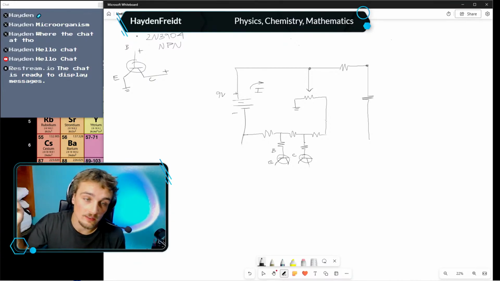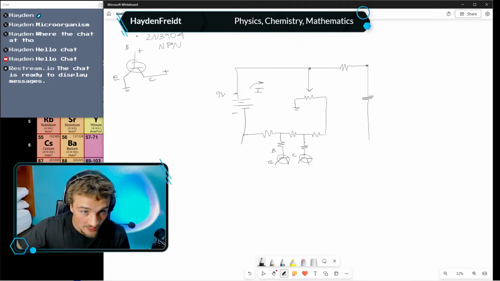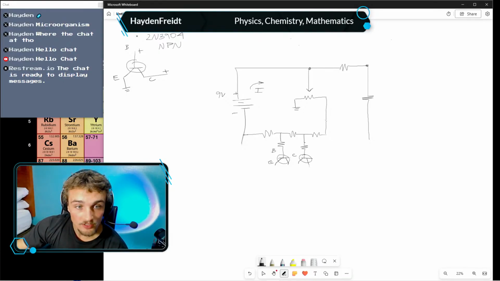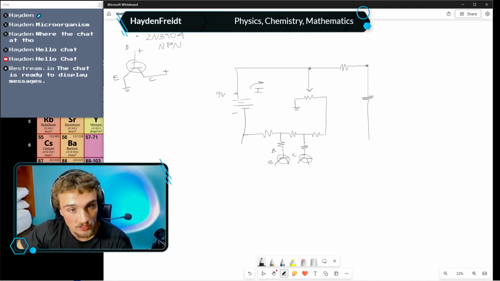Okay, so with an NPN transistor such as the 2N3904 like I'm using here, the collector is always the source, or what you're meant to supply. The emitter is always the ground. It's meant to be grounded, and then the base, for an NPN or PNP transistor, is just the switch. It needs a supply of at least 10 milliamps in regards to current.